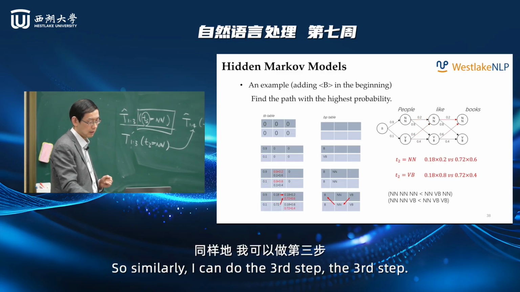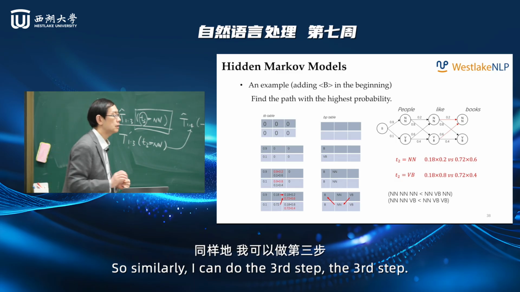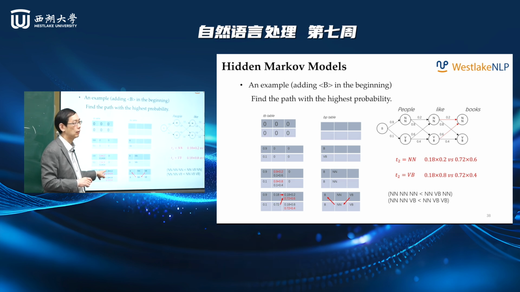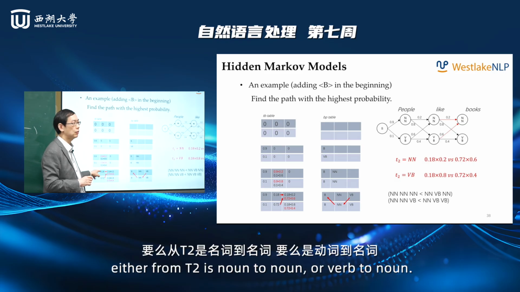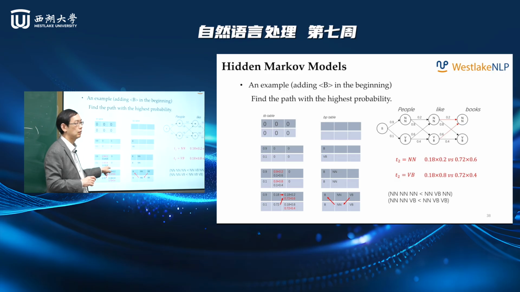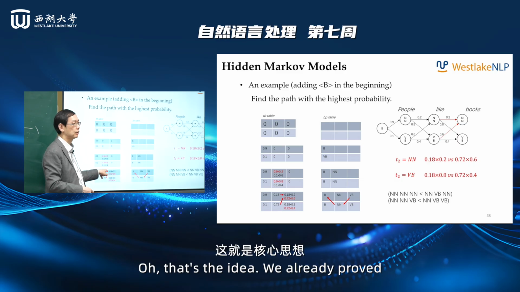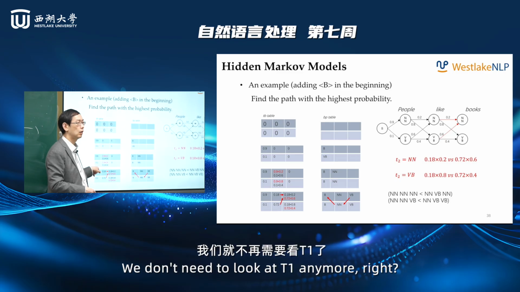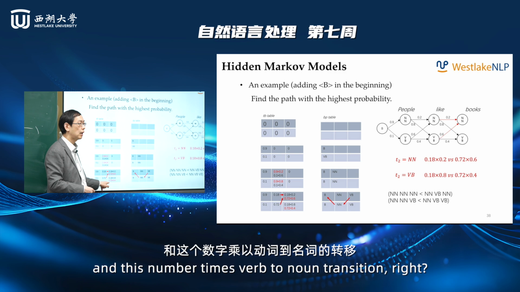So similarly, I can do the third step. 1, 2, 3. T3 is a noun. There are only two paths to arrive here: either from T2 being noun to noun or verb to noun. Hey, why don't we care about T1 anymore? Well, that's the idea, right? We already know the best sequence with T2 being a noun, so we don't need to look at T1 anymore.